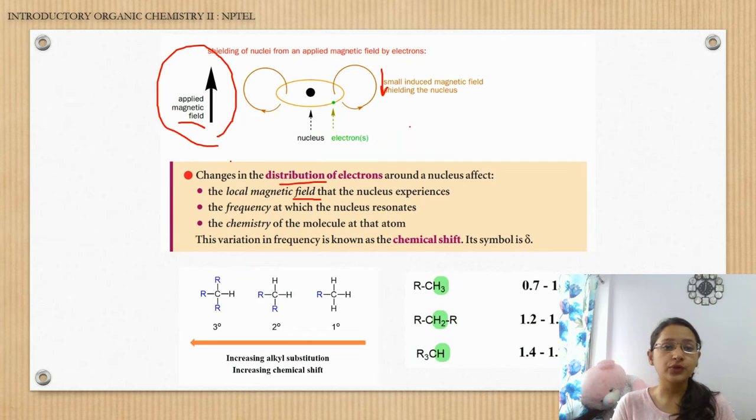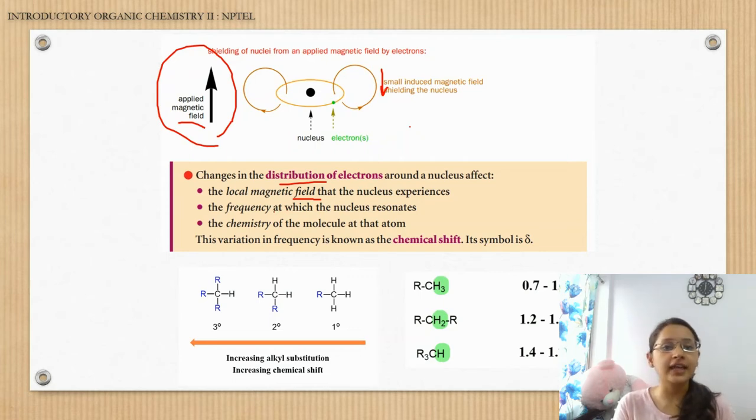So now the nucleus is not experiencing the whole magnetic field, but the applied magnetic field minus the secondary magnetic field generated by the electron density that surrounds the nucleus, right? So the frequency at which it resonates depends on the local magnetic field the nucleus experiences.